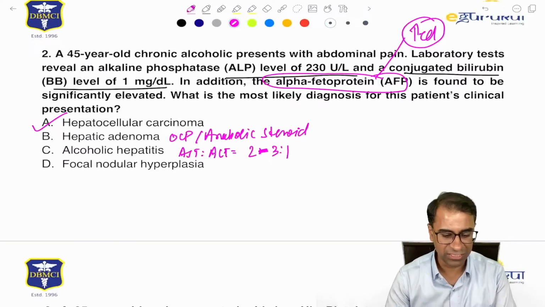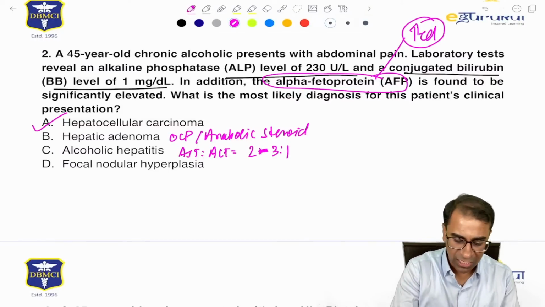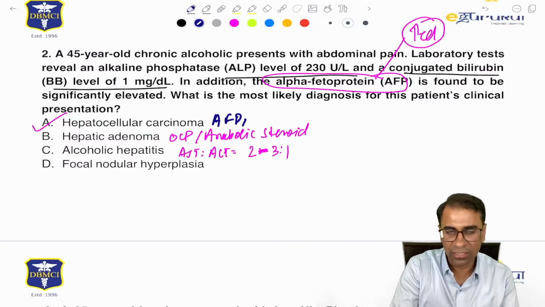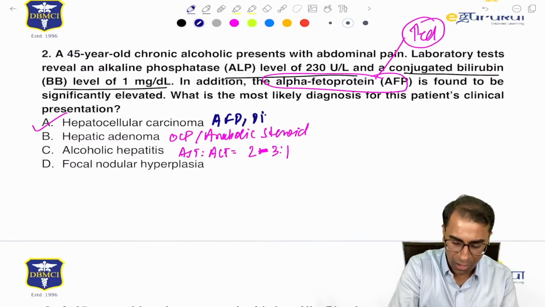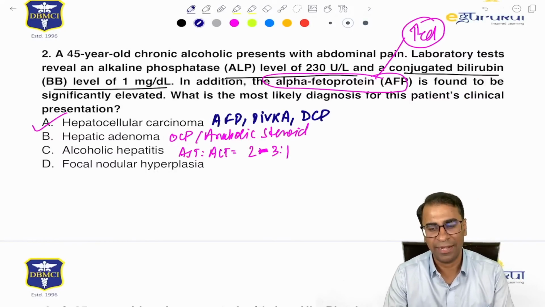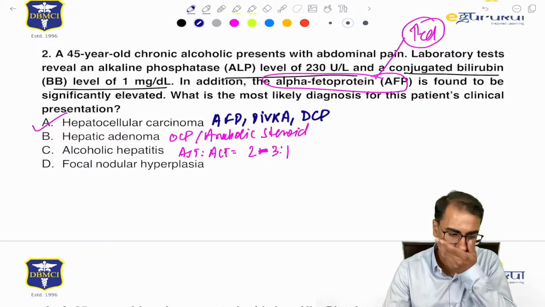This is the case of HCC because you can see the AFP is raised. They can also ask you what are the other markers for HCC apart from alpha fetoprotein. The other markers for HCC are PIVKA and des-gamma-carboxyprothrombin. Okay.